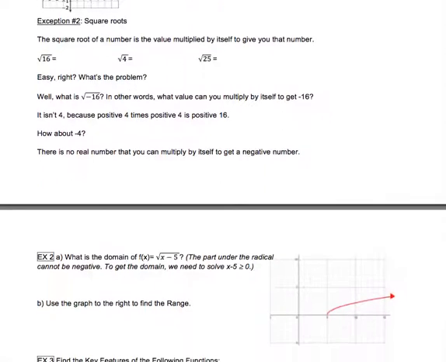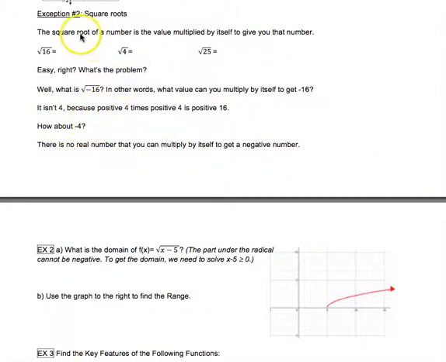Now, exception number 2 is for square roots. So by definition, the square root of a number is the value multiplied by itself to give you that number. So hopefully you know that the square root of 16 is 4, because 4 times 4 is what gives you 16. So square root of 4 is 2, because 2 times 2 is 4. So go ahead and write out what the square root of 25 is, meaning what, when you multiply it by itself, gives you 25. Hopefully you said 5 there, because 5 times 5 is 25.